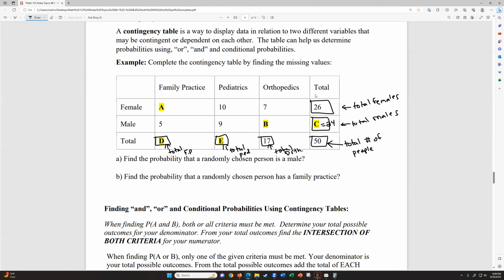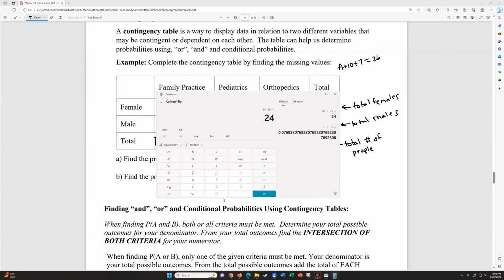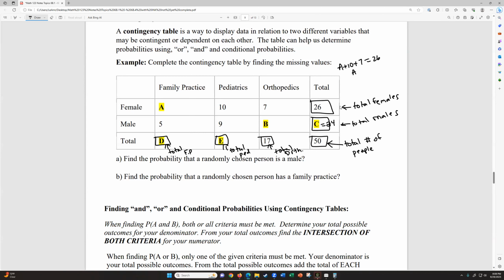And then I can find this A, because I know all the numbers in this row except for A. So A plus 10 plus 7 should equal 26. You could actually write that out somewhere on the side if you needed to, and we're solving for the A. So we're going to take that 10 plus 7, which is 17, and subtract it from 26. And that tells me that A is 9. So I can write that in. That helps me get D immediately because 9 plus 5 is 14. So you're just working your way through these columns and rows.